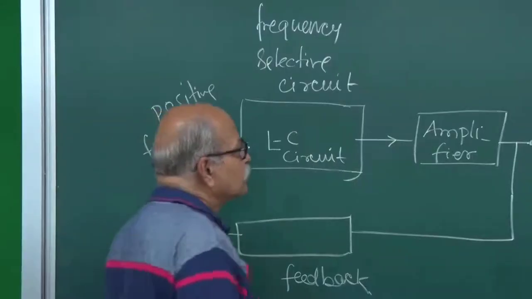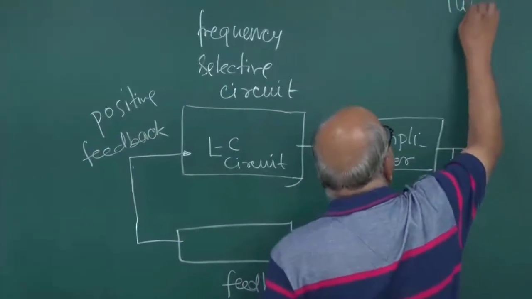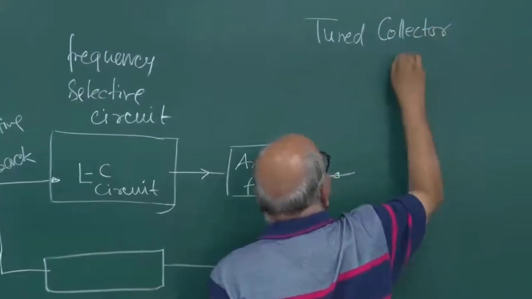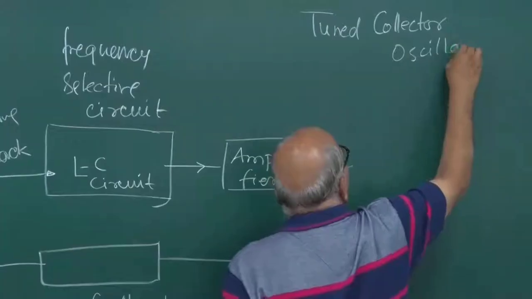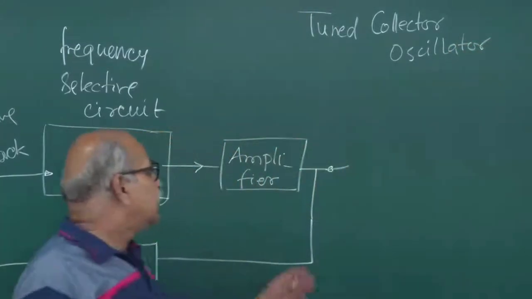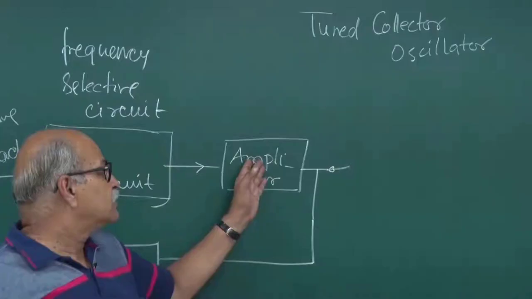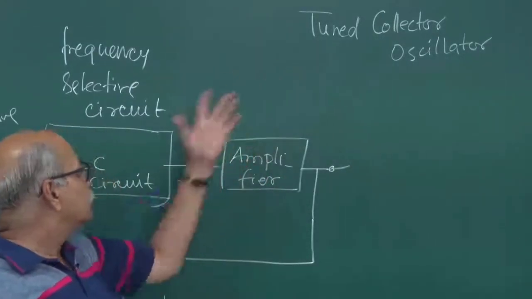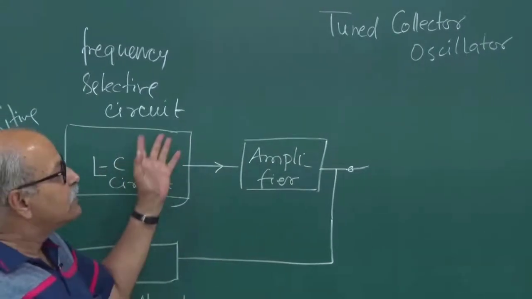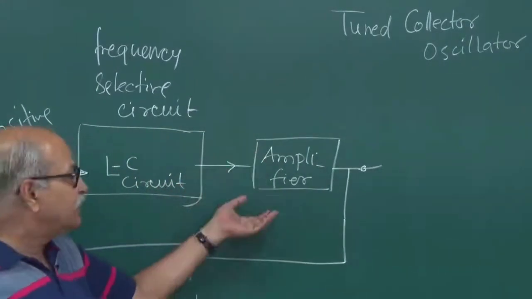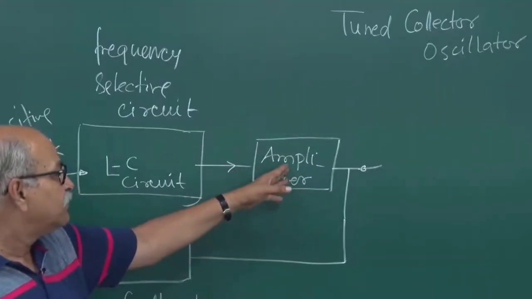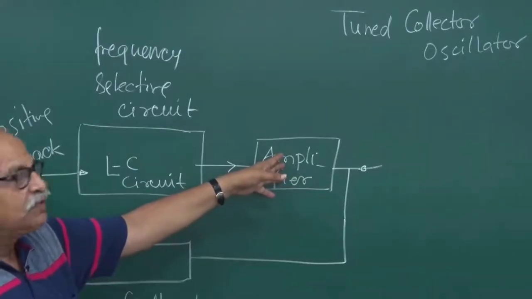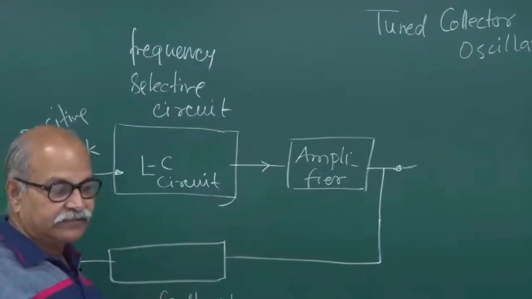The first one is called the tuned collector oscillator. So, in the amplifier you have a base, emitter and collector, and it is the collector which is connected to this tuned circuit, and therefore it is known as tuned collector oscillator. So, let me revise a little bit of this amplifier, how we use a transistor as an amplifier in common emitter mode, and then we will see how to put these things together.